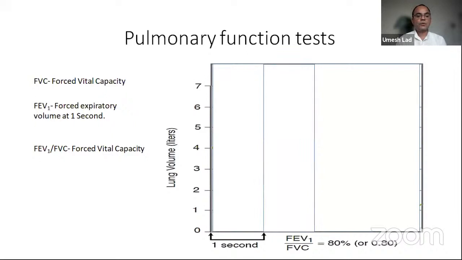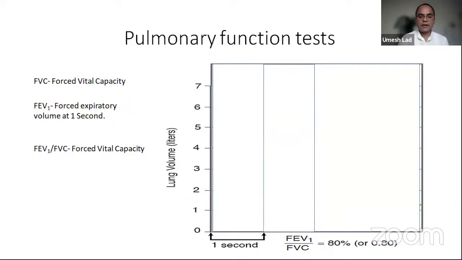So three major things you have to remember for diagnosis of all these disorders. There are a few more parameters which are beyond the scope of first year, that's why I'm not taking them here. So forced vital capacity, then FEV1, that is forced expiratory volume at the first second, and the ratio between these two, that is the FEV1 by FVC ratio. So these three things we'll talk about.